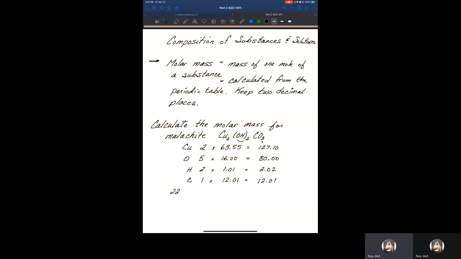It's 221.13 grams/mole, and don't abbreviate with just M. It's either MOL or MOLE. Sorry, the little M doesn't work. Get used to also writing Cu2, OH, 2, CO3. Get used to writing the compounds all the way out.